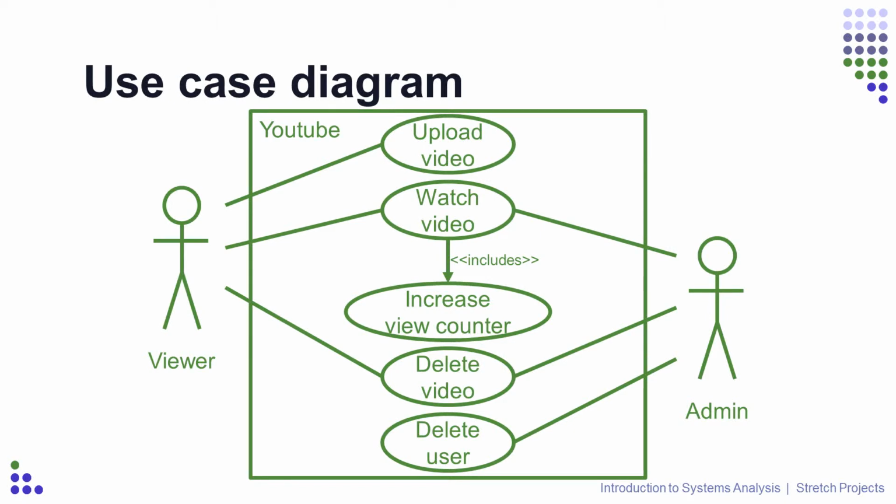You can include as many sub-processes as necessary too. It's just a matter of adding a use case with an arrow pointing to it from the parent use case, and the word includes inside double chevrons. And this shows that the watch video process includes the subsystem to increase the view counter.